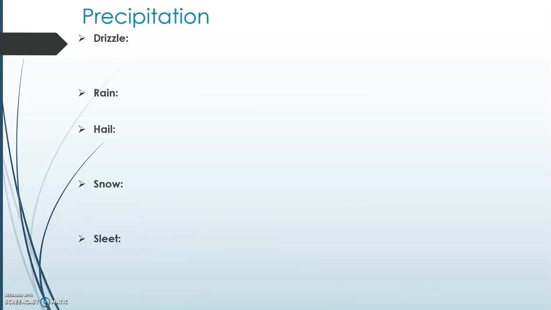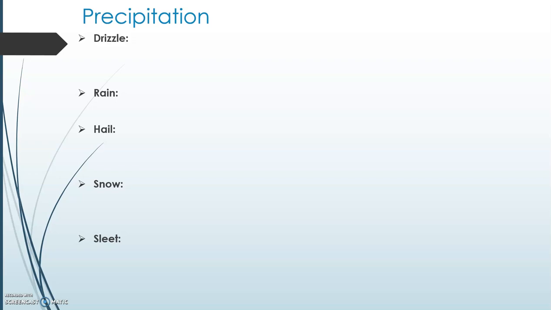So we'll start with the forms of the precipitation. So there are the different forms of the precipitation. Before that, I would like to discuss with you what is the difference between precipitation and rainfall. Because many a times we use the term precipitation, sometimes we use the term rainfall, but actually there is a difference between precipitation and rainfall.